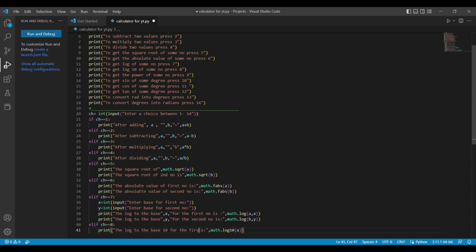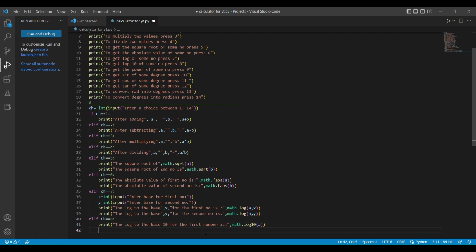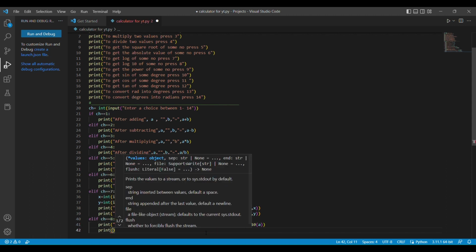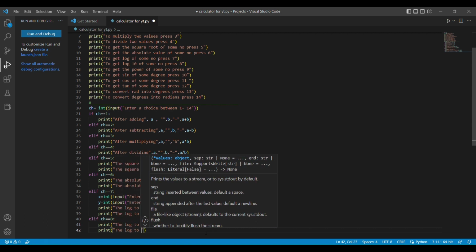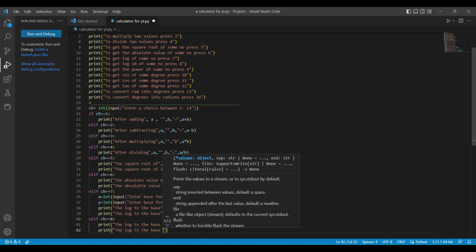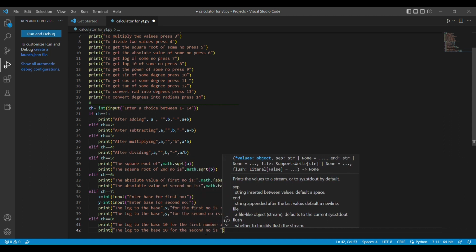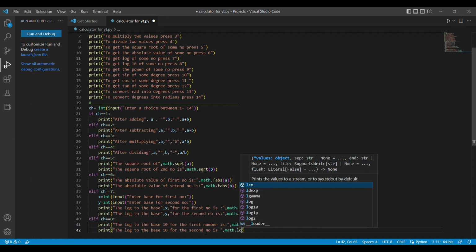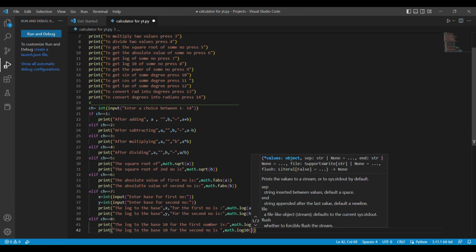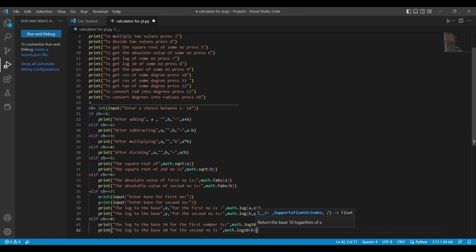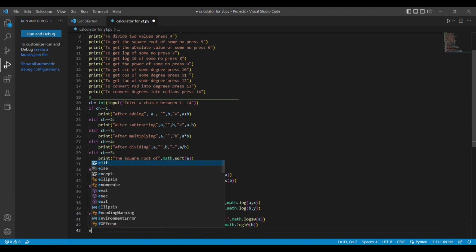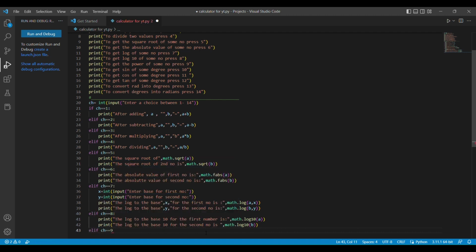for the first number. Print the log to the base 10 for the second number is, comma, we will write math dot log 10 and in bracket b. Okay, so elif ch is equal to 9.